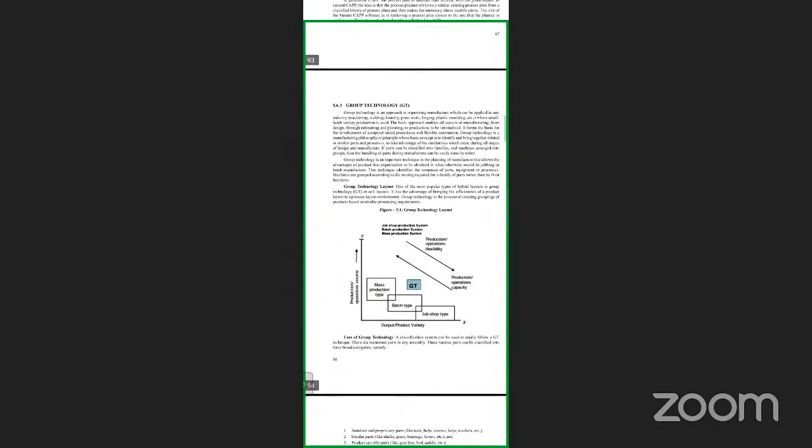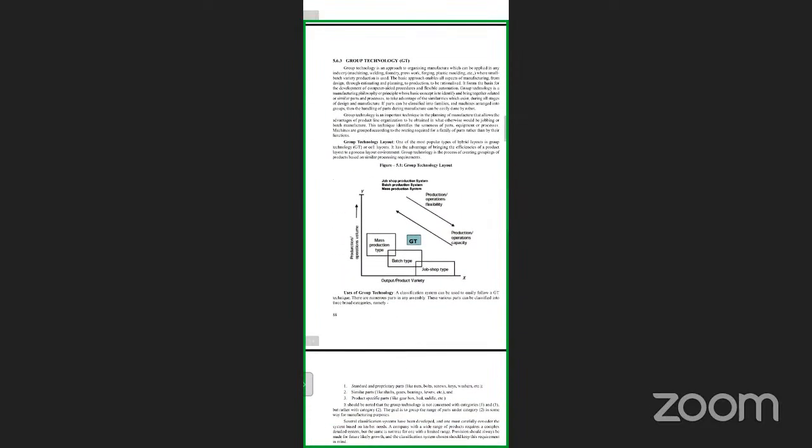Next, we have GT, that is group technology, and it is an approach to organize manufacture which can be applied in any industry where small batch variety production is used. Very small batches we are producing, there it is applicable. Group technology is a manufacturing philosophy or principle whose basic concept is to identify and bring together related or similar parts and processes. Why? To take advantage of the similarities which exist during all stages of design and manufacture.